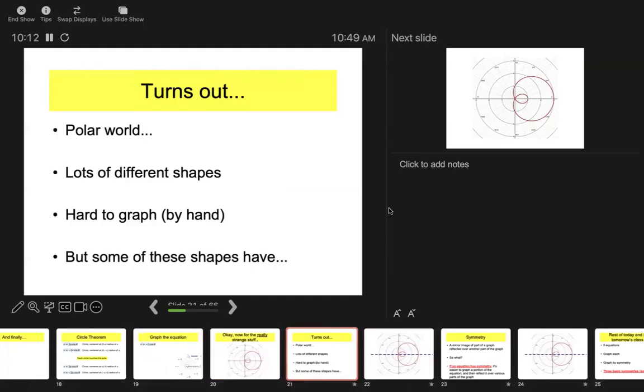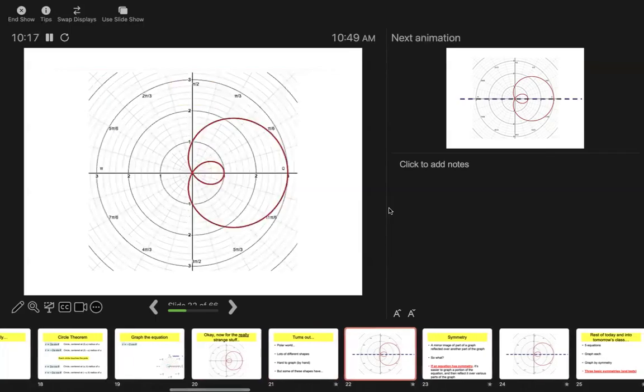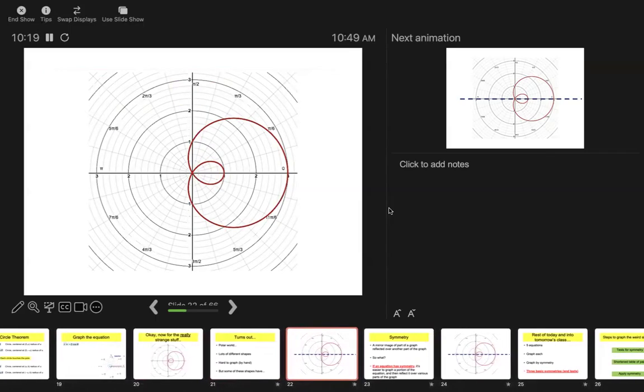Some of the shapes have a special unique feature that will make our life easy, and you guys kind of already figured it out. What's unique about this shape that actually makes your life easier?